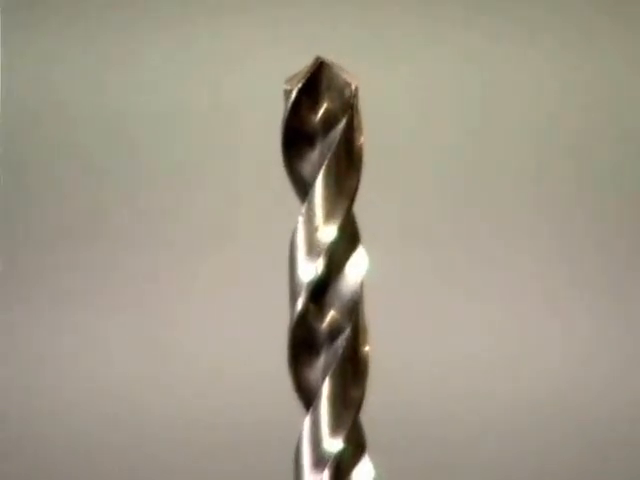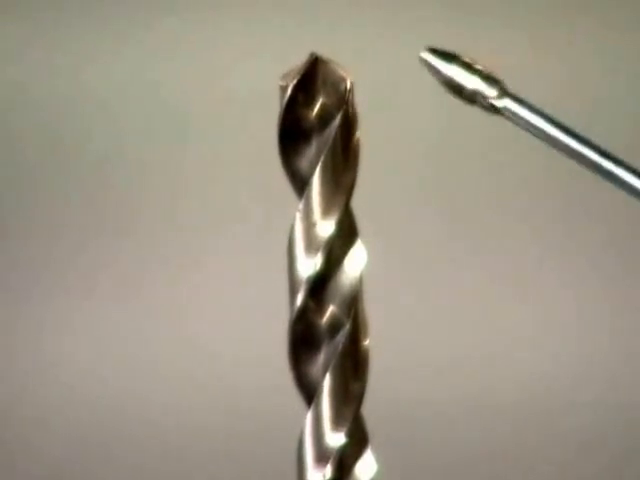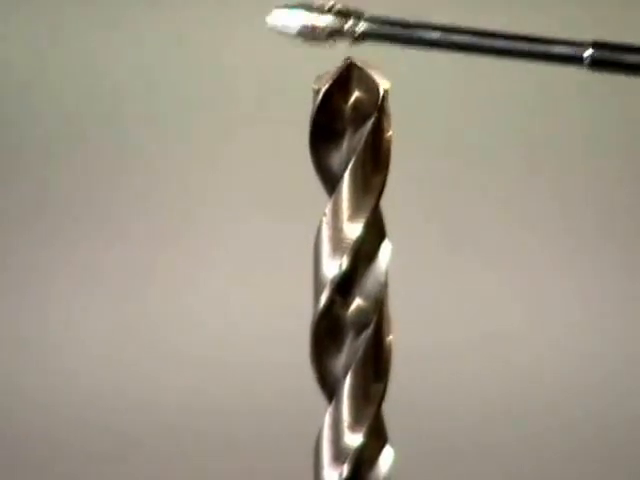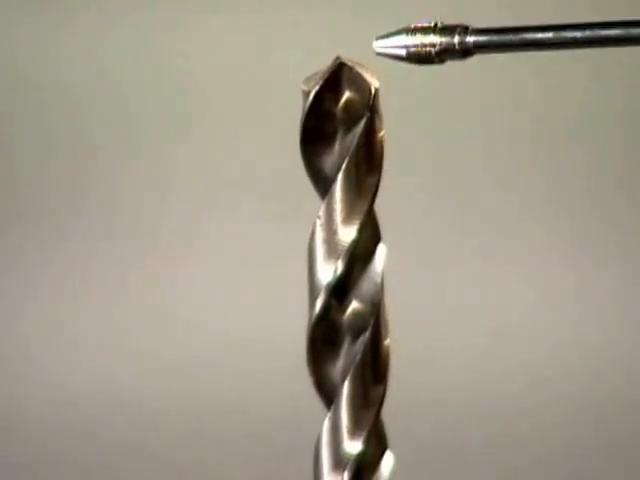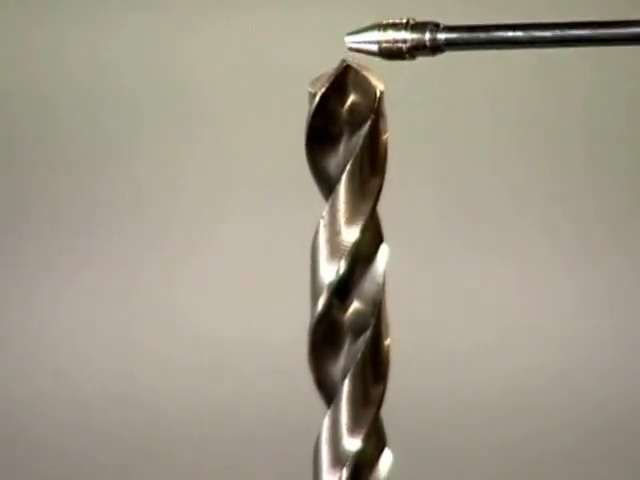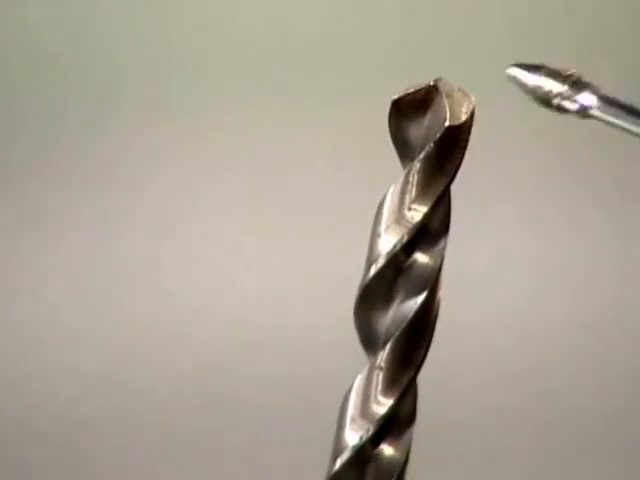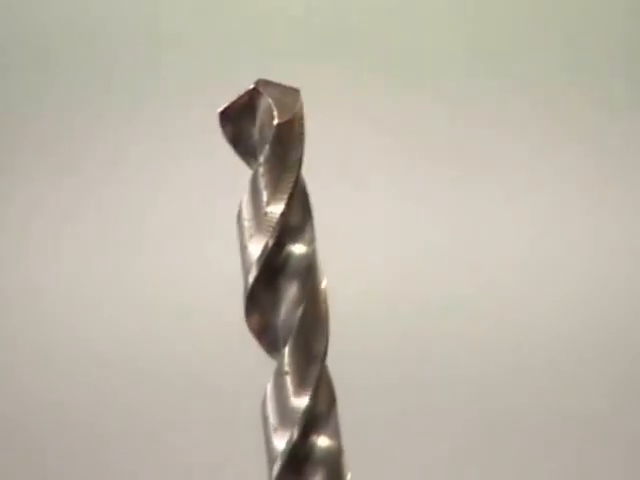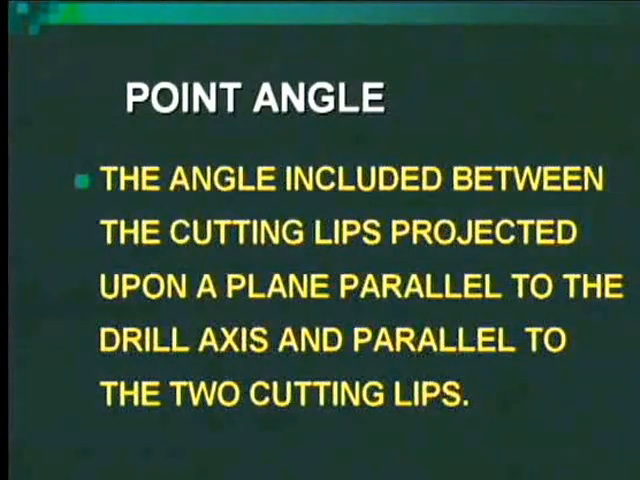Of course, it is not completely a cone. It resembles a cone. So you have an inclined surface on the other two sides, and this entire thing together is called the point. So it is made up of the ends of the lands and the web. There is a conical section at the end, that is called the point of the cutting tool, or drill bit. The angle subtended by this point is called the point angle.